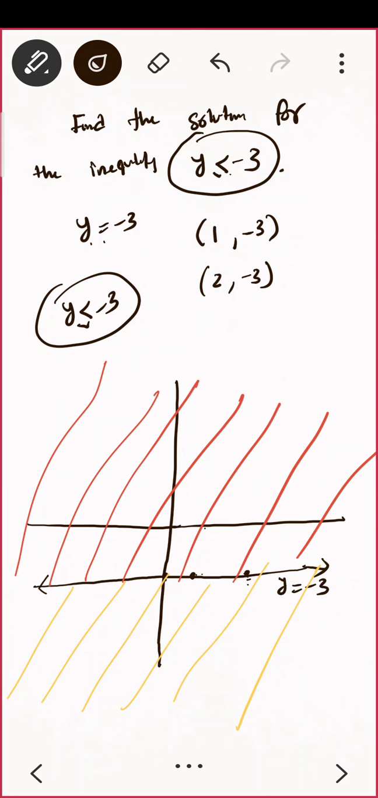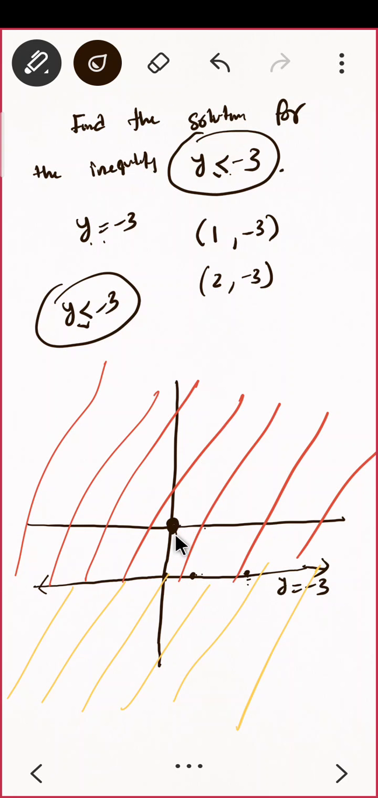Okay. The simplest way to do that. Suppose you want to claim whether this is this region, correct? You take a point here. Suppose the best point would be origin. Do you agree? So check whether origin is satisfying or not. If origin is satisfying the equation, then the graph will be this, otherwise this. Do you agree?